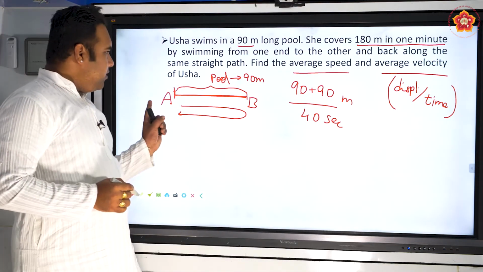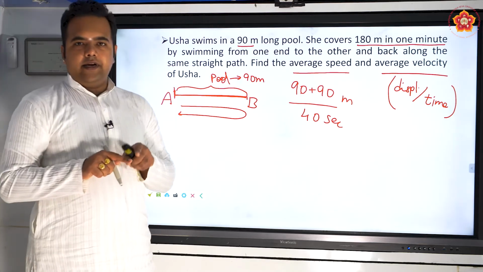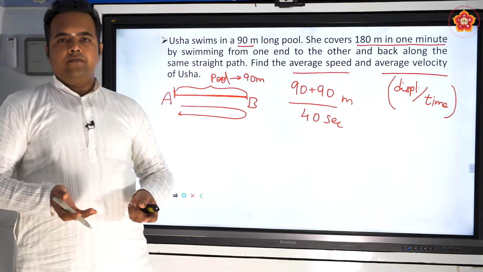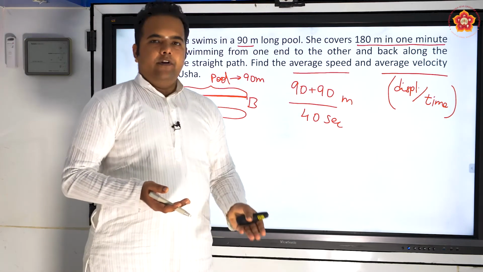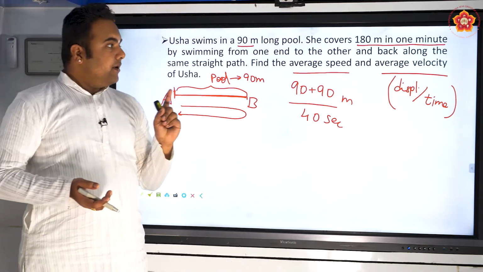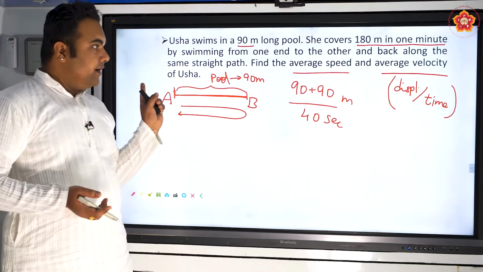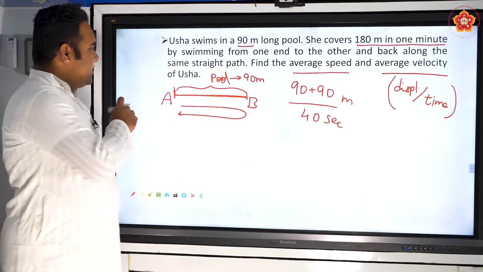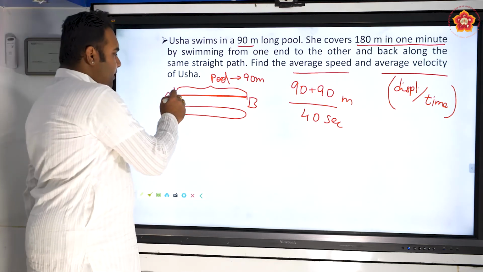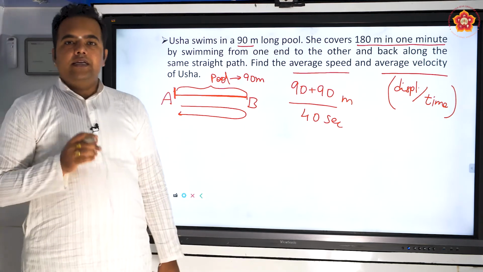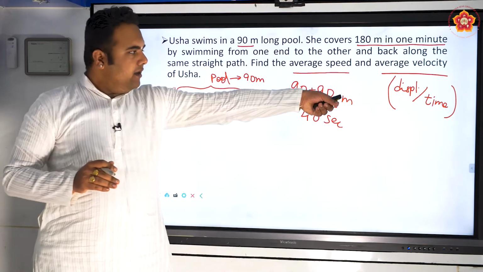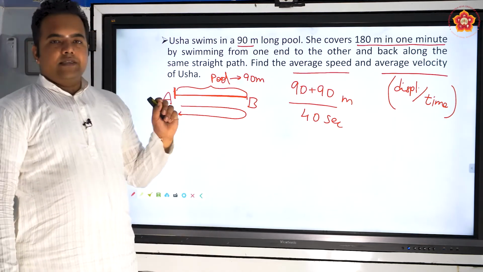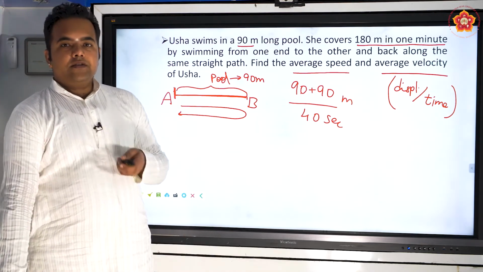She started from A, came back to A. So initial and final points are coinciding. They are the same, which means the displacement is 0. So 0 by time. When you calculate the average velocity, look at this now, we are getting to the directional point of view. So we are talking of the directions now. She went and then she came back to the same point. So the average velocity is defined by the direction and the displacement parameter. Since the displacement is 0, we see that the average velocity is 0.